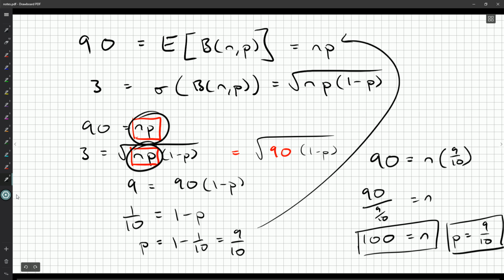It's an interesting little question. To start it off, we had to know the formulas for our expected value and standard deviation, but then it more turned into a sort of an interesting algebra question. But we managed to make our way through it. We got our n and our p. And that's all you need to know a binomial random variable.